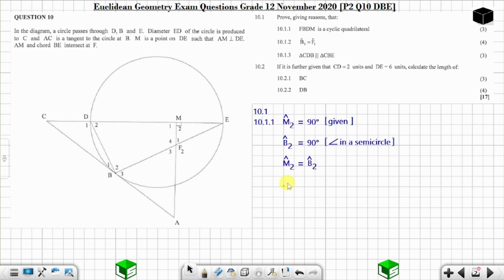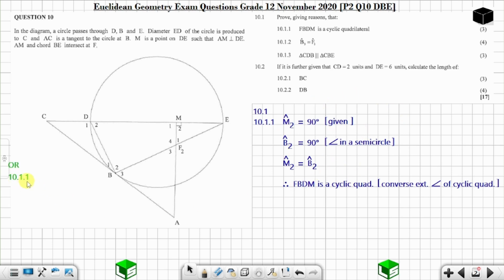So therefore FBDM is a cyclic quad because of converse exterior angle of cyclic quad. Converse meaning the reverse. We have used the angles to prove that a quadrilateral is cyclic. We are going to see about this in lesson 24 of 25. This is one way.